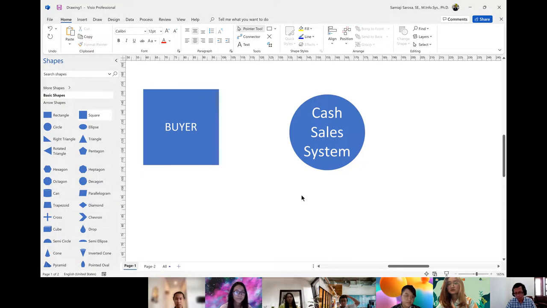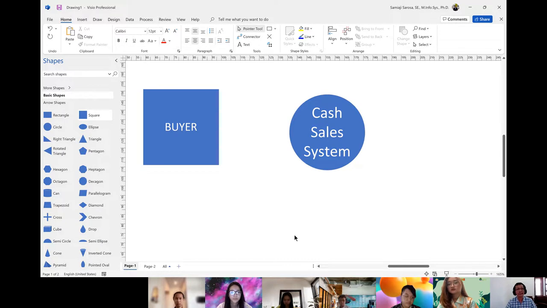Okay. Who else is involved? Who is involved beside the buyer? The seller, right? So in this case, the seller is represented by this cash sales system. This is the seller. So we have the buyer, we have the seller. The seller in this case is represented by the cash sales system.